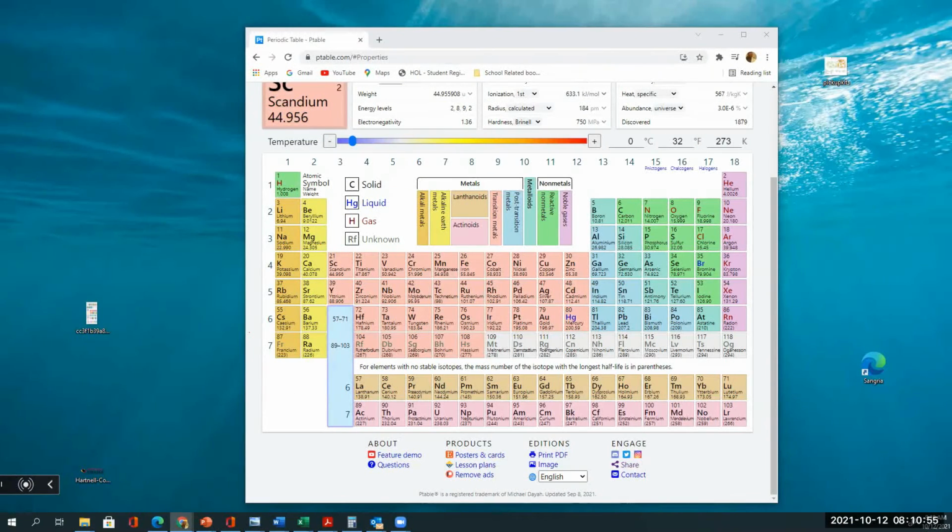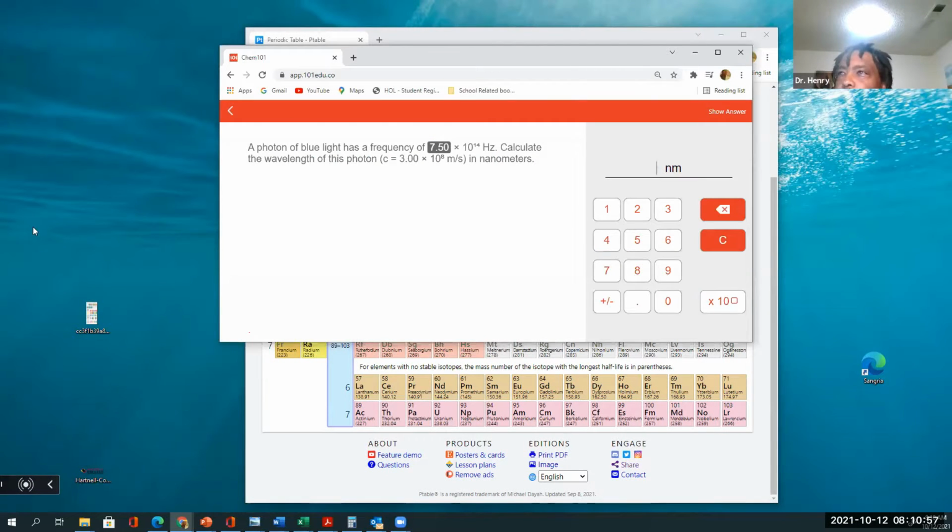So, just a preview. It's pretty simple. You're just going to use an equation. c equals the speed of light. This symbol is called nu. Nu is the frequency.